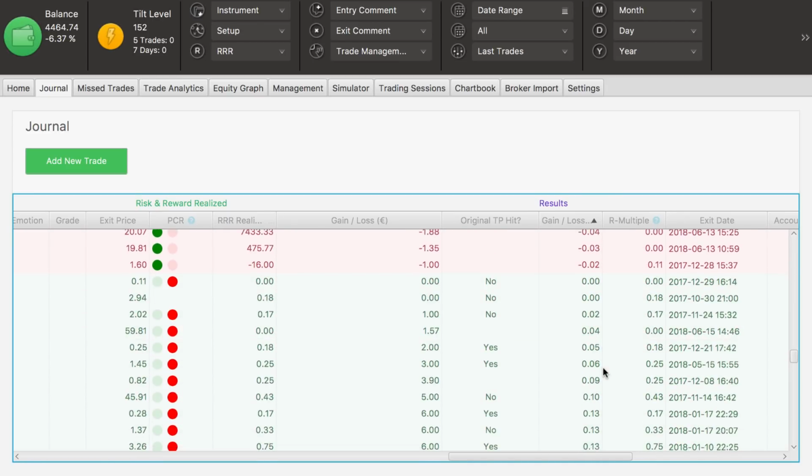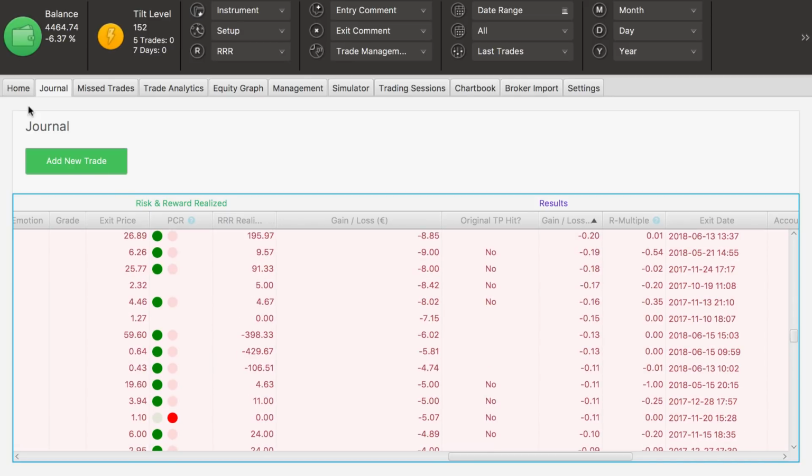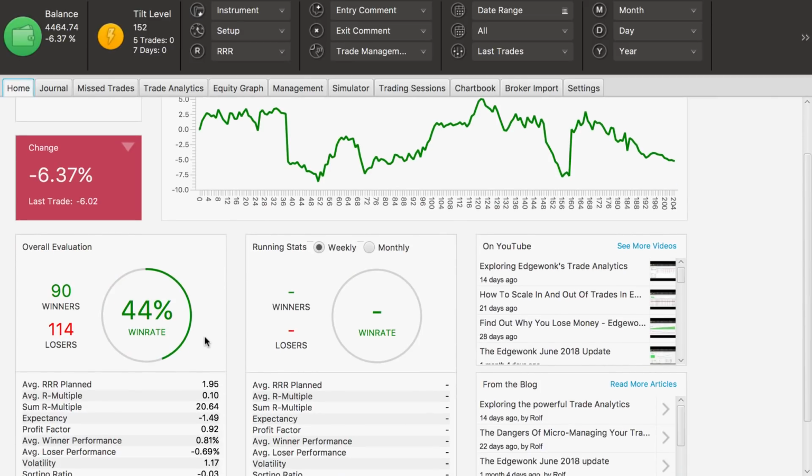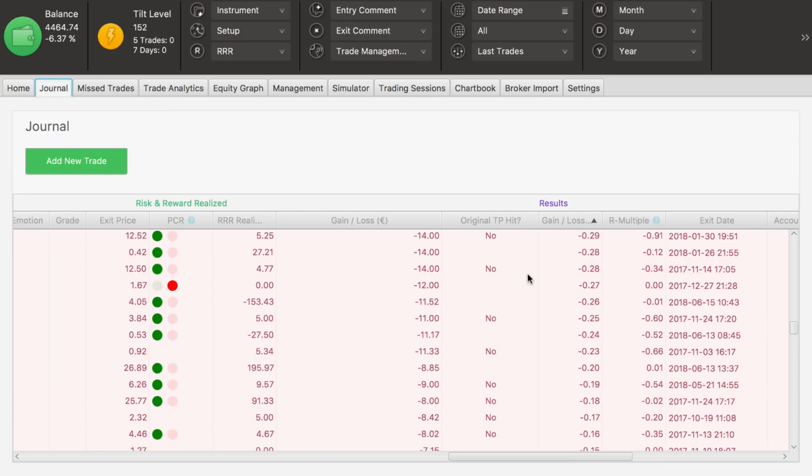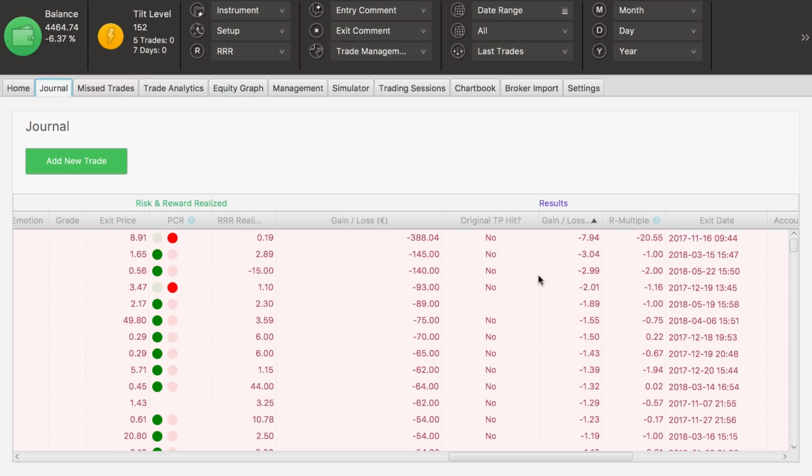On average, as we saw in the home tab, the average loss is -6.9, the average win is 0.8, but you can see here the outliers, at times they become quite large: -8%, -3, -3, -2. So there's definitely something that the trader needs to work on.